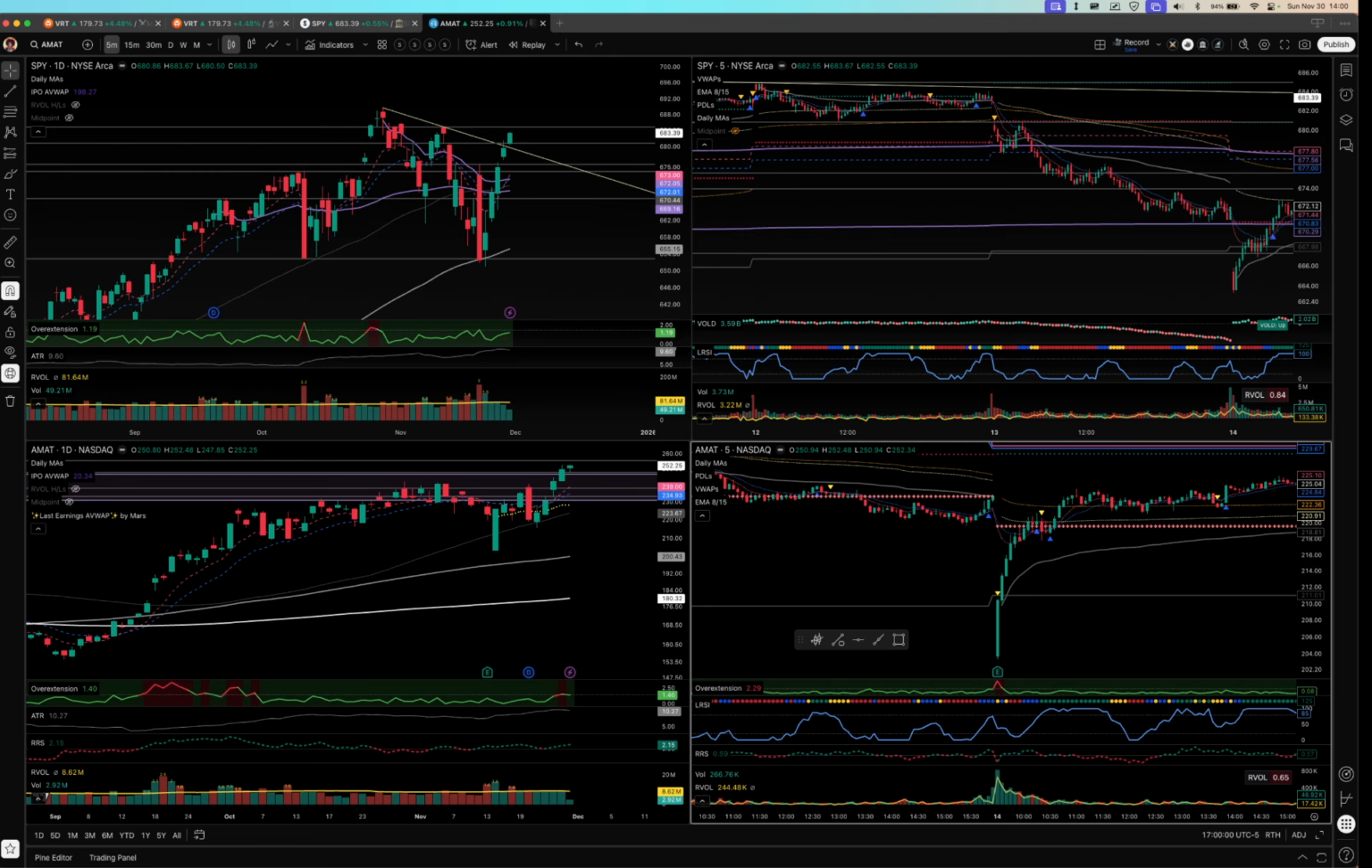And not exactly sure what can happen. You could have a move that goes up and then it falls back in over here. So it can be tricky when you are in these big gap down situations. Kind of just have to watch the price action there.